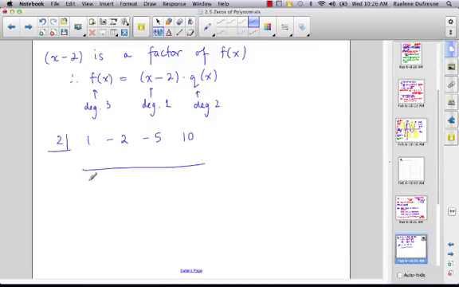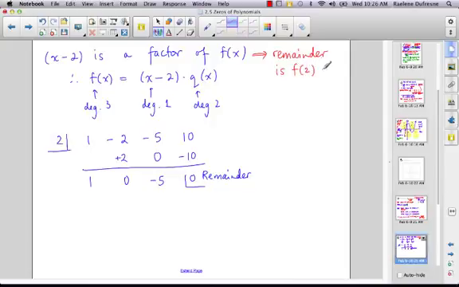And performing synthetic division, 2 times 1 is 2, negative 2 plus 2 is 0, 2 times 0 is 0, negative 5 plus 0 is negative 5, 2 times negative 5 is negative 10, 10 plus negative 10 is 0, and this last number always represents the remainder. Well, from the remainder theorem, recall that the remainder is f of 2, and that's equal to 0 because we have a factor.